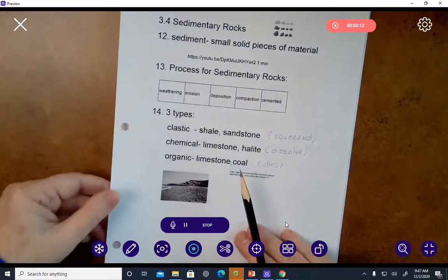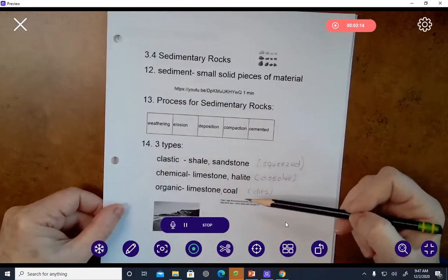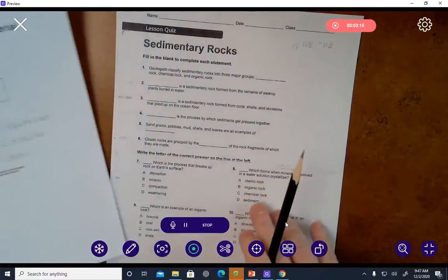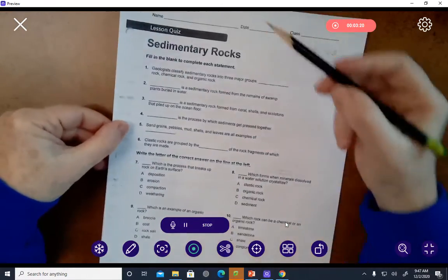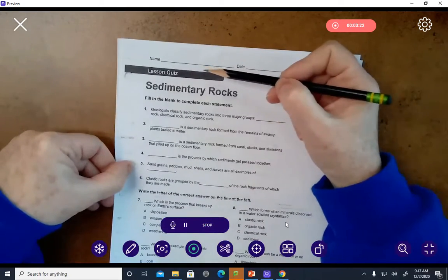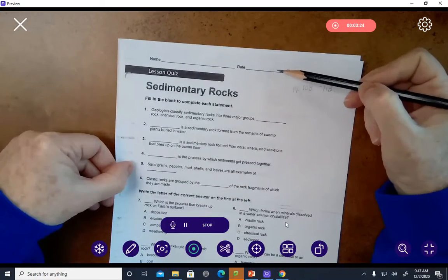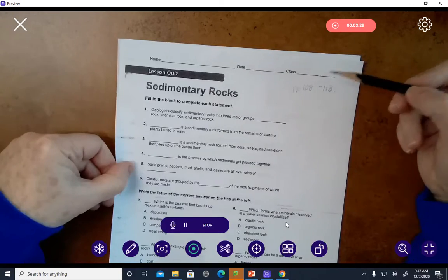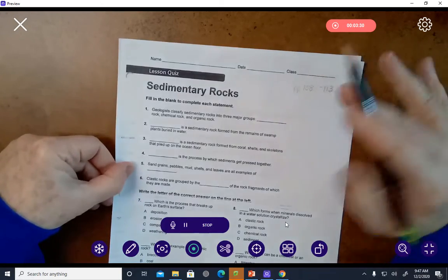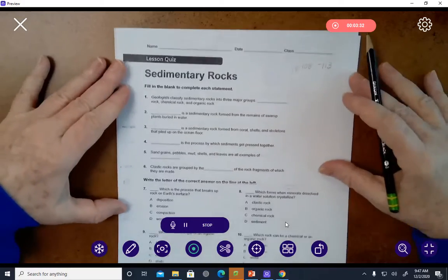And then what I'd like you to do today after you copy these is I want you to do the review paper for sedimentary rocks. Please make sure you put your name on it. Maybe you could put today's date and your class. I really only need the period now. I don't really need the cohort because you're all in my grade book by periods.